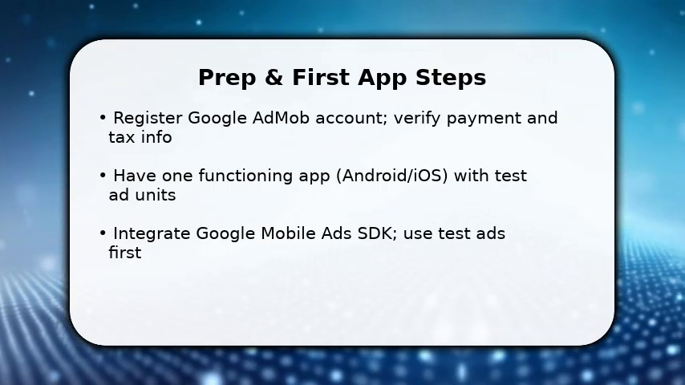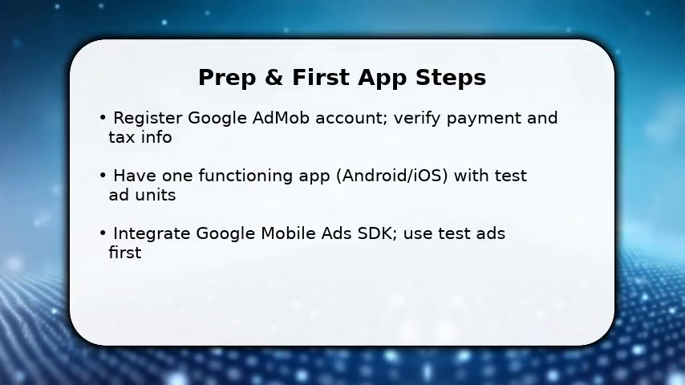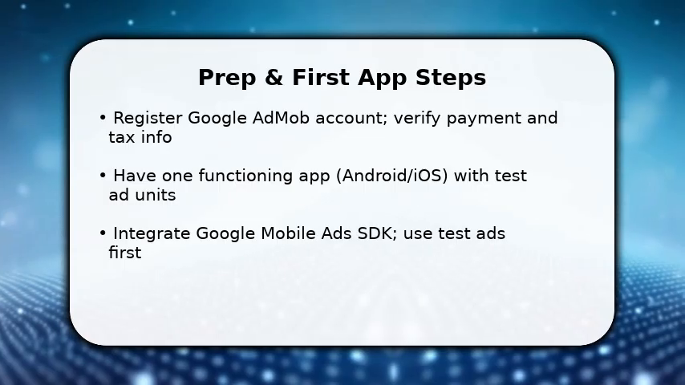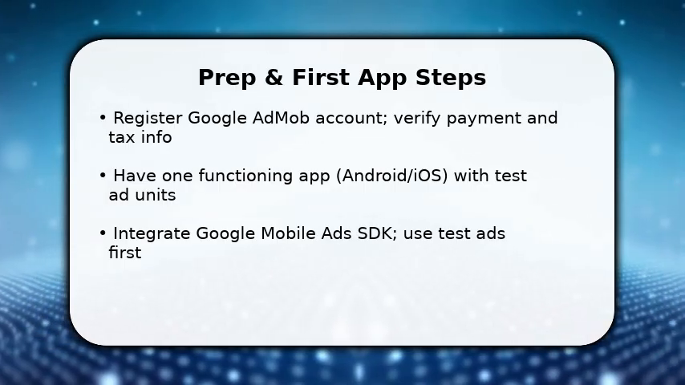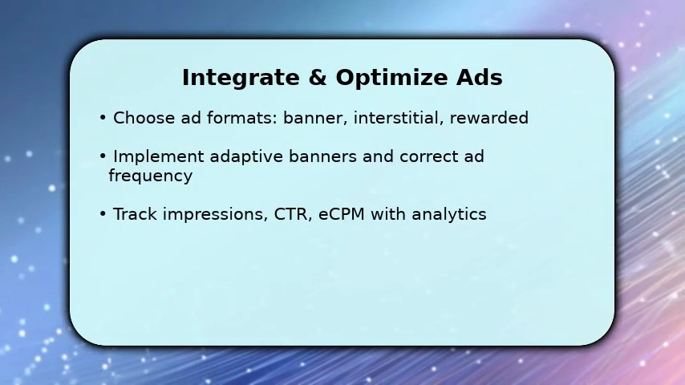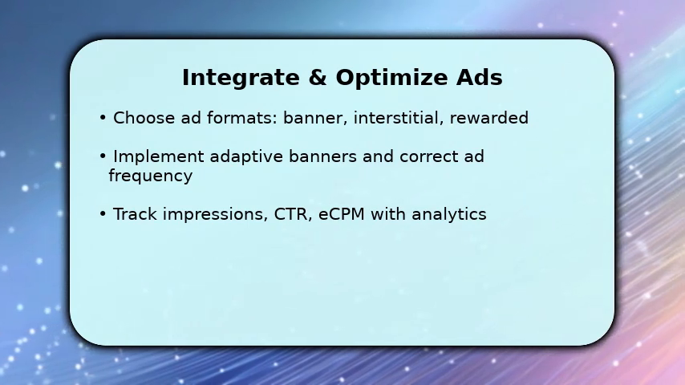Next, create ad placements in AdMob and note their IDs. These IDs are what you'll plug into your app to begin requesting ads immediately. You now implement the chosen ad formats and optimize how users see them.